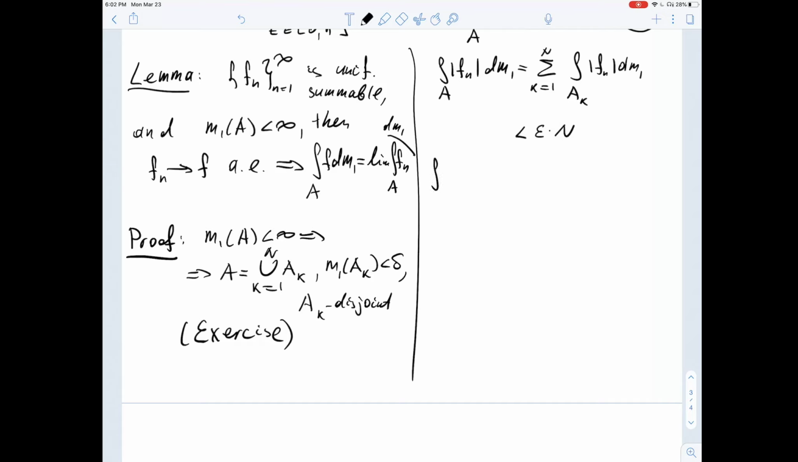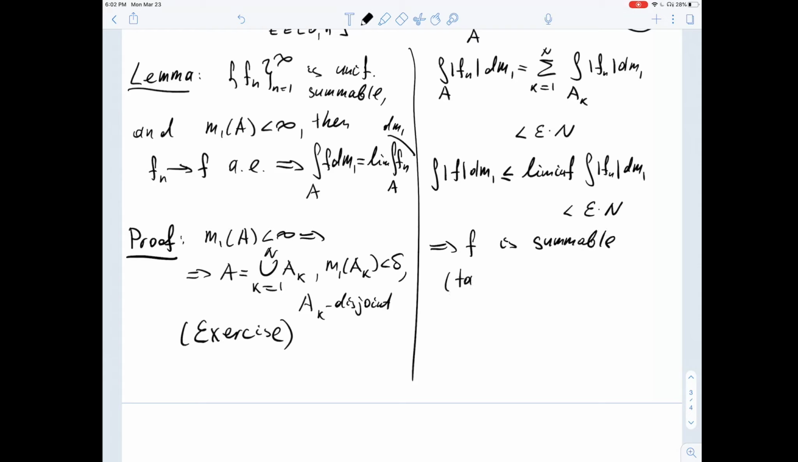So this means that the integral of absolute value of f, by Fatou's lemma, is less or equal than lim_inf of integrals of Fn, which is less than epsilon times n, and this implies that f is summable. So we can take, for example, epsilon equal to 1. Then n is huge but still finite.